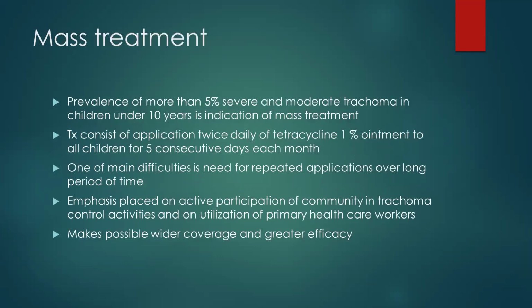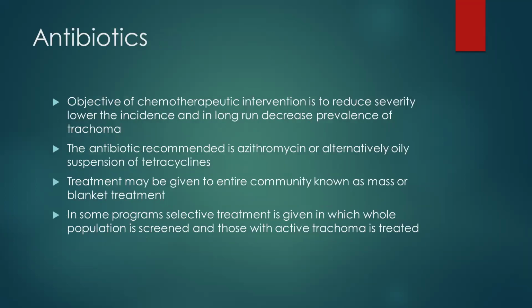So, mass treatment: prevalence of more than 5% severe and moderate trachoma in children under 10 years is an indication of mass treatment. Treatment consists of application twice daily of tetracycline 1% ointment to all children for 5 consecutive days each month. One of the main difficulties is the need for repeated application over a long period of time. Emphasis is placed on active participation of the community in trachoma control activities and utilization of primary healthcare workers, which makes possible wider coverage and greater efficiency.